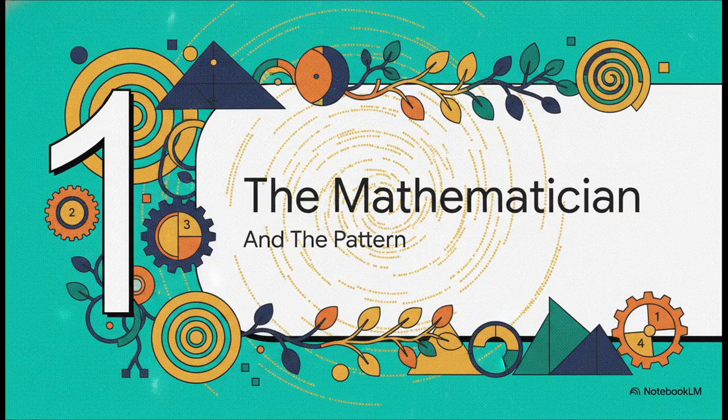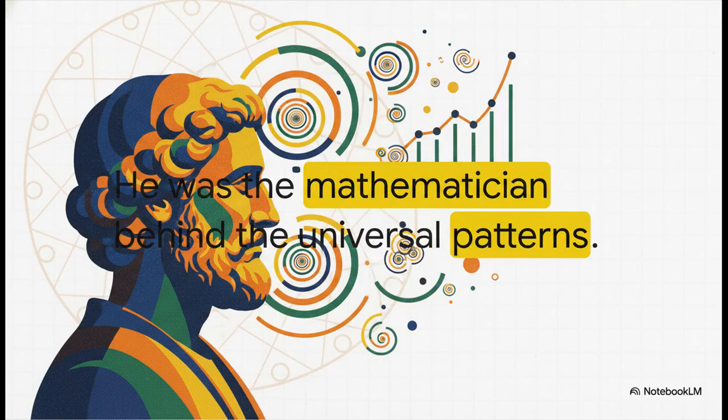Section 1. The mathematician and the pattern. So to figure out where this sequence comes from, we have to start with Leonardo Fibonacci. He was an Italian mathematician living way back between roughly 1170 and 1250. Now, to be fair, he didn't exactly invent this math out of thin air. Ancient Indian mathematicians actually spotted similar patterns way earlier. But Fibonacci was the guy who really popularized it in the West.